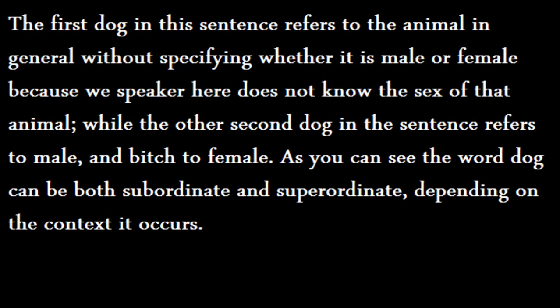The first dog in the sentence refers to the animal in general, without specifying whether it's male or female, because the speaker here does not know the sex of the animal, while the second dog in the sentence refers to male and bitch to female. And as you can see, the word dog can be both superordinate and subordinate, depending on the context in which it occurs.